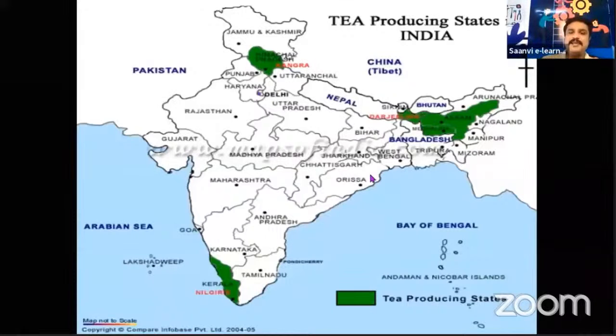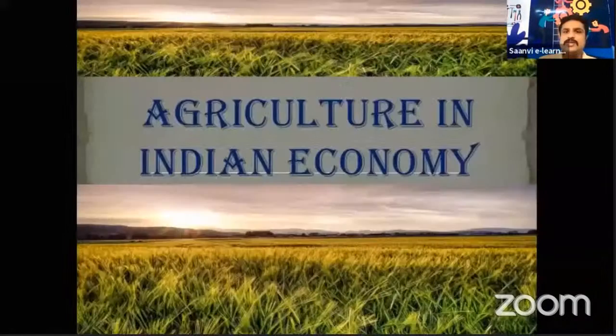Next, coming to agriculture in the Indian economy. What is the contribution from the agricultural sector to the Indian economy? And what are the problems they are facing at present in agricultural activities? These are the concepts we are going to discuss, and different types of agricultural activities, such as extensive farming or intensive farming. Many terms you have. Let us know what all this is.